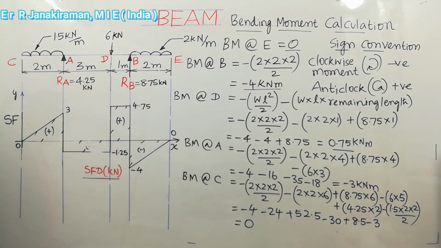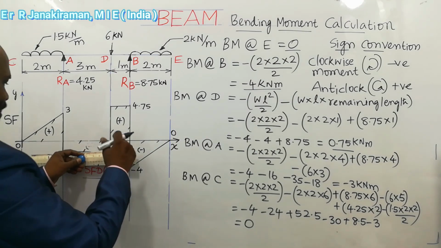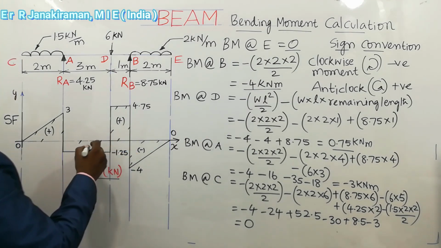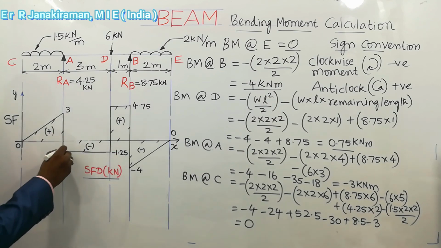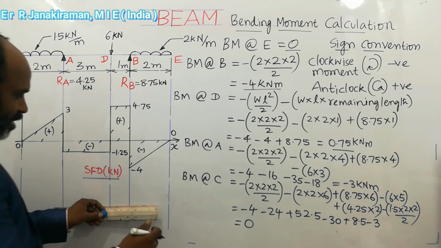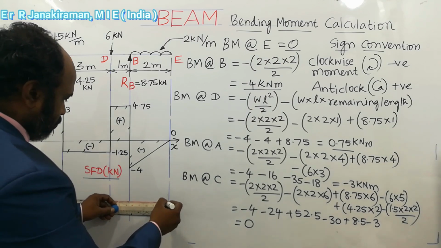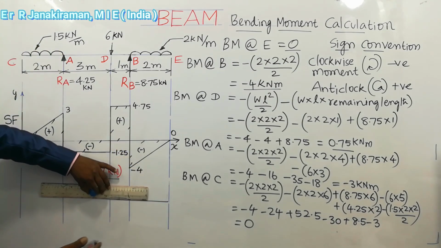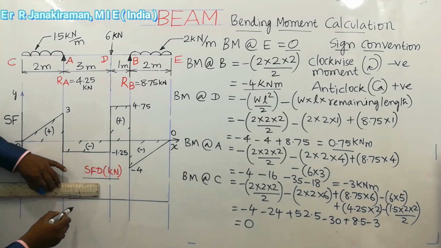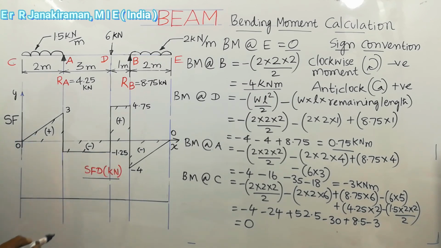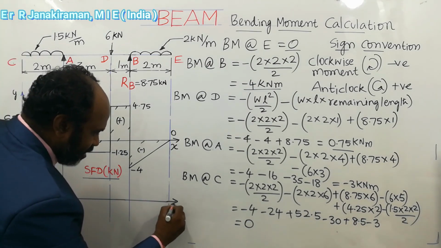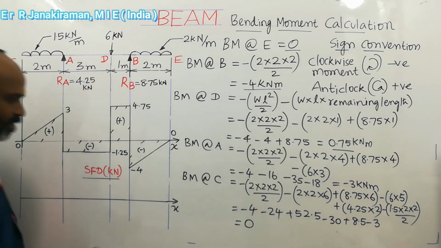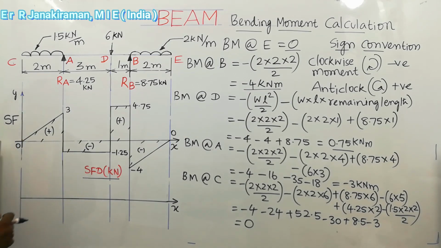So next we are going to draw the bending moment diagram also. That is the BMD. First draw a horizontal line. This horizontal line represents the x-axis, that is the length of the beam. On the y-axis we are going to plot the bending moment values. It's a graphical representation. So the y-axis represents the bending moment value, BM.